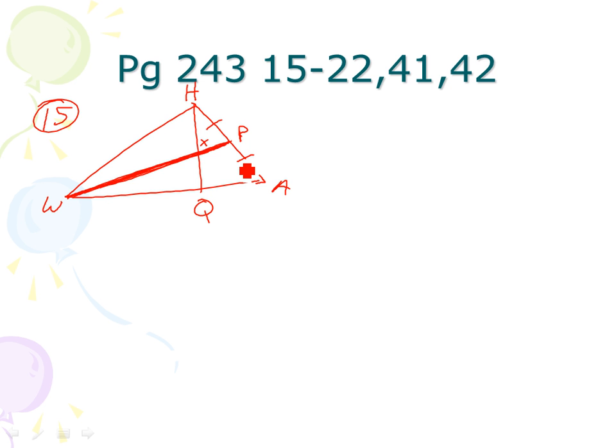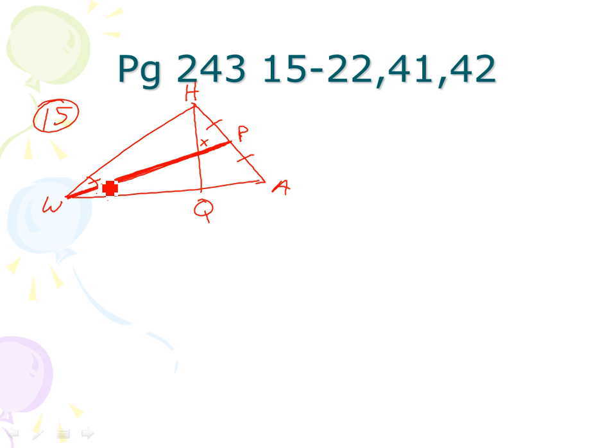What else do you know? What's the next thing it said? It says and an angle bisector. So this bisects an angle. What angle does it bisect? HWA. So what do I know about these two angles right here? They have to be congruent to each other. So I mark that. A little at a time.